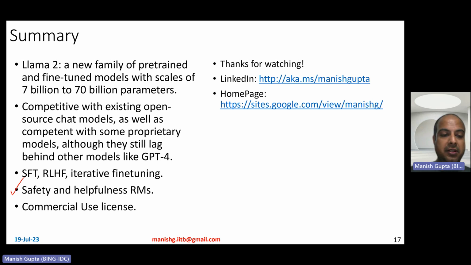The best part about this set of models is that they are commercially usable. So they come with a commercial use license, and they are actually better than any of the open source models available so far, which makes them very attractive to be used across various applications.